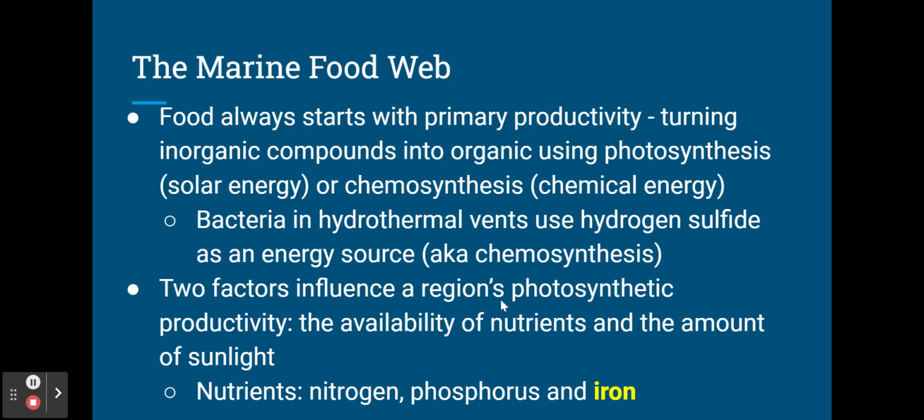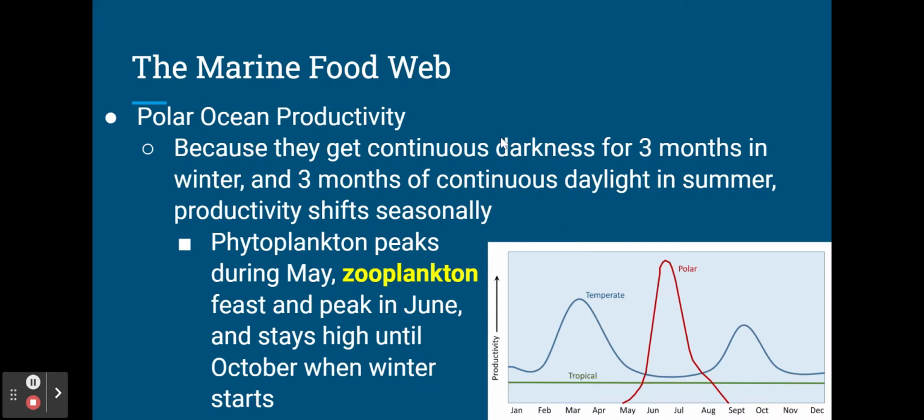Now, there are two factors that influence a region's photosynthetic productivity. It's the availability of nutrients and the amount of sunlight. And so we're going to talk about how different regions and different kinds of organisms can operate based on what their limiting reagent is. What do they need in order to make more of them? The nutrients that we're going to be talking about are nitrogen, phosphorus, and iron, which are the main nutrients needed in an ocean environment.